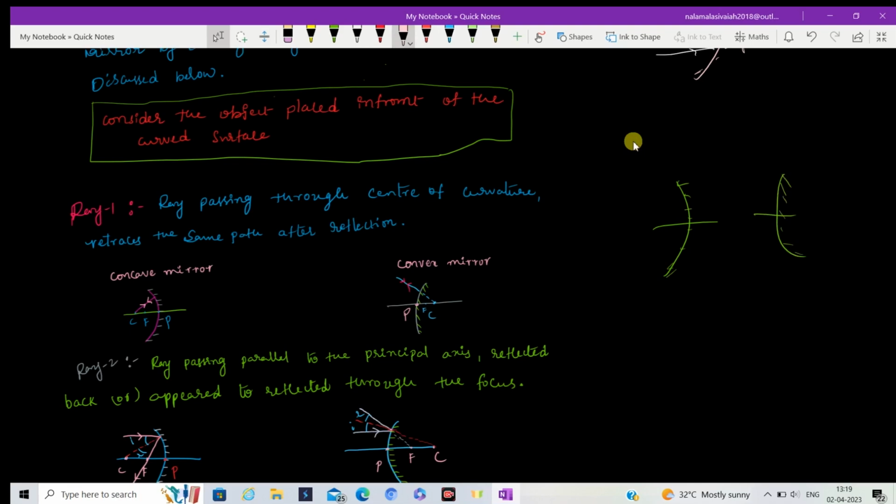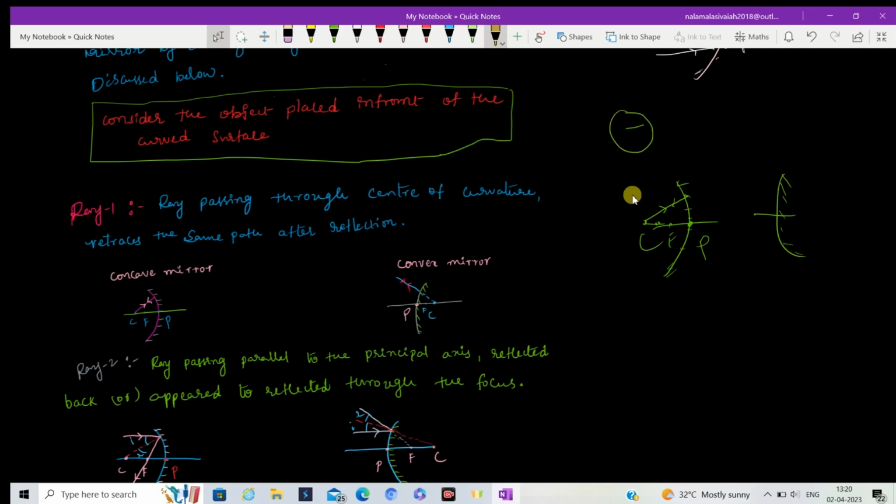Reflection takes place outward. So what is the definition? A ray passing through the center of curvature retraces the same path after reflection. Suppose you already have the pole, focus and center of curvature. As you know, when the light is passing through the center of curvature, after being incident it will reflect back into the same medium.